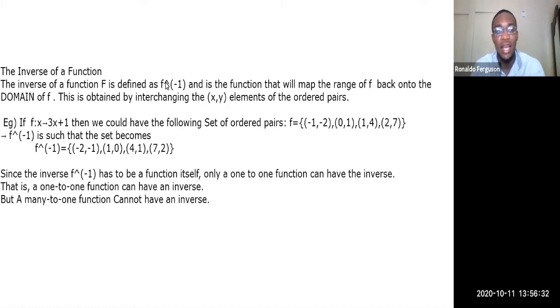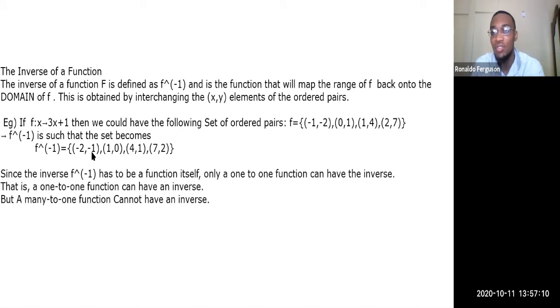So if the function f of x is 3x plus 1, where the ordered pairs are (-1, -2), (0, 1), (1, 4), (2, 7), then for the inverse we're going to interchange x and y. So the ordered pairs for f inverse become (-2, -1), (1, 0), (4, 1), and (7, 2). Now look carefully at this function. We have for f (-1, -2), and for the inverse of this function, we have (-2, -1). So for the inverse, all we do is interchange x and y for the ordered pairs.